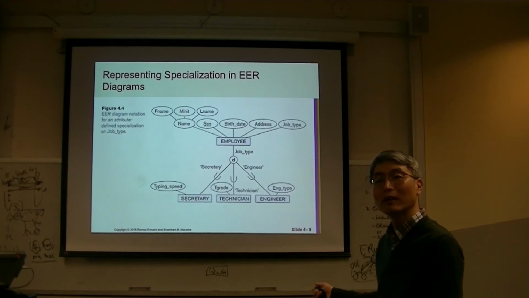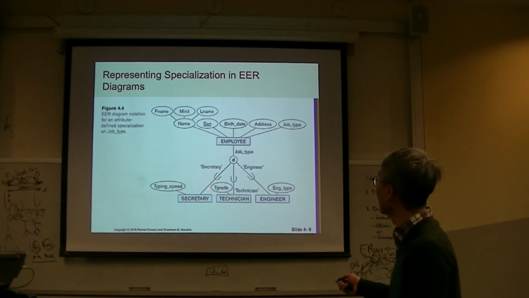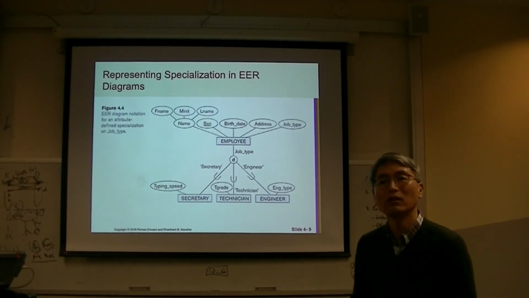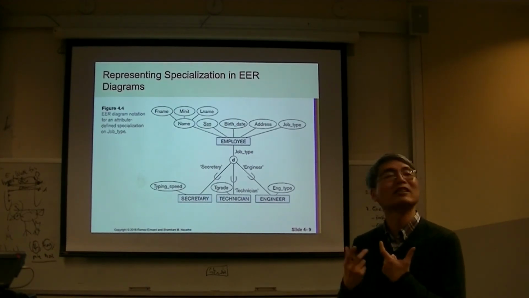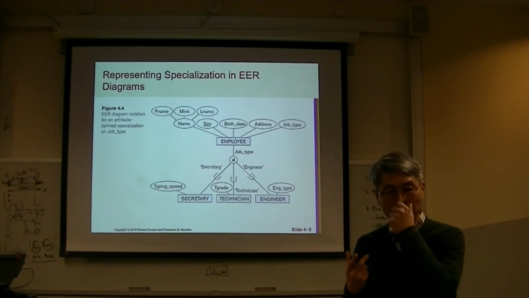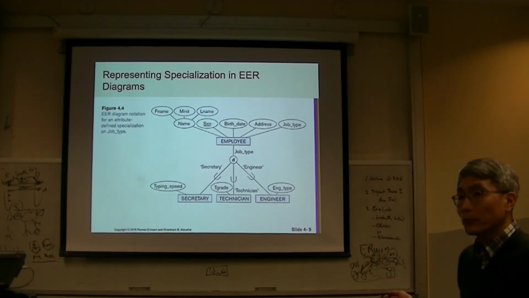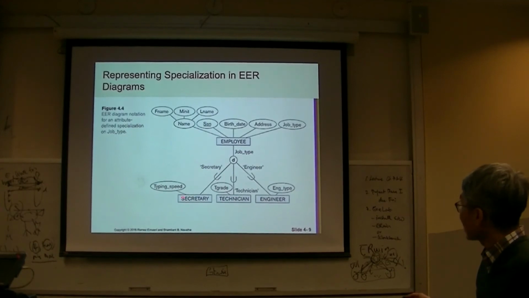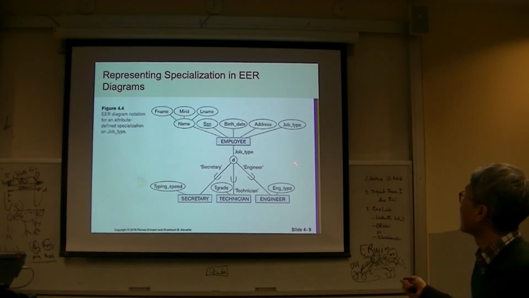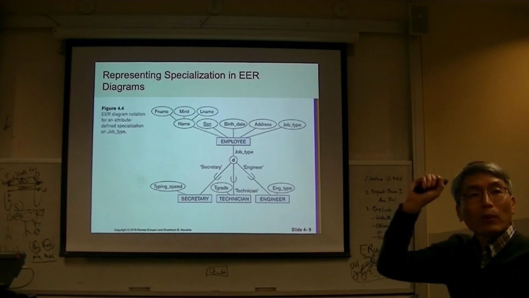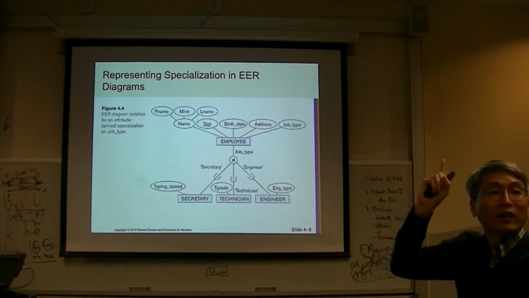Yes, you can do that, but if you create another entity for the secretary, the secretary also has a name, social security number, birthday, address, job type, right? It's a duplicate, redundant. So, to address that problem, when you find such similar entity types, we are going to consider all of these as the employee entity type, one entity.